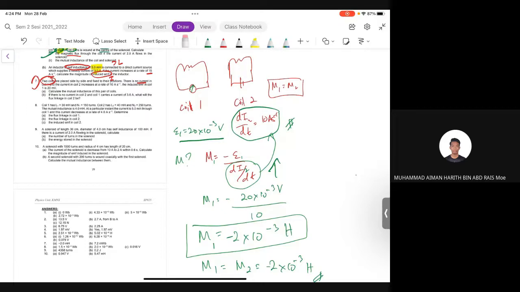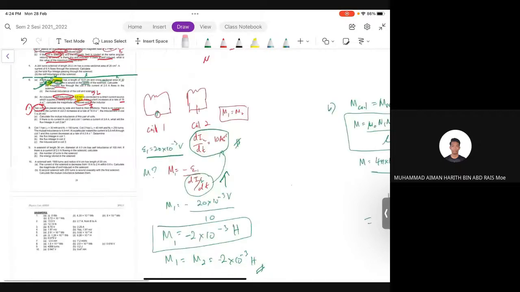Okay. Question number B. If there is no current in coil 2 and coil 1 is carrying a current of 3.6 ampere, what will the flux linkage of the coil be? Okay, sekarang ni dia terbalikkan pula. Current tak ada dekat coil 2 pula.